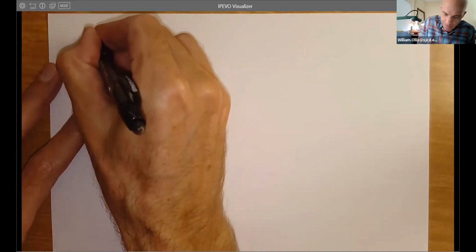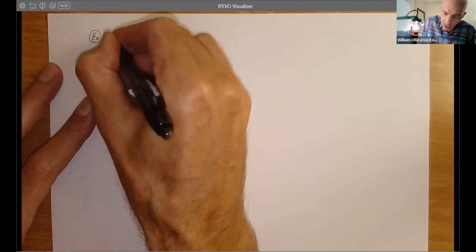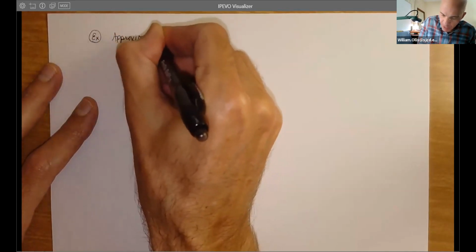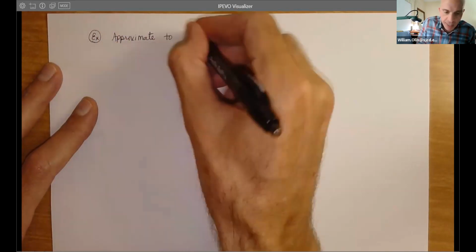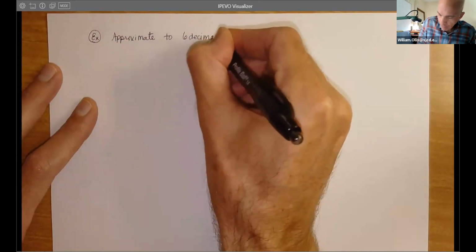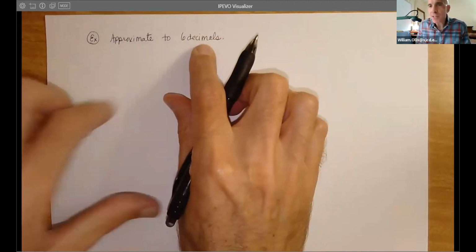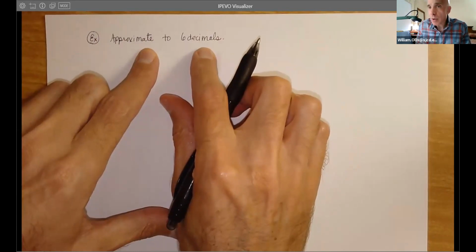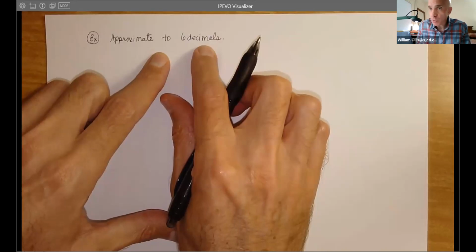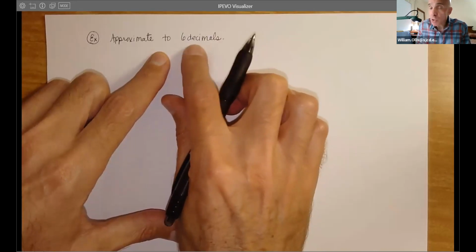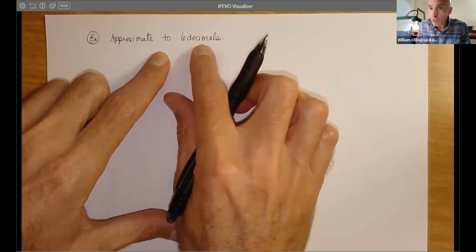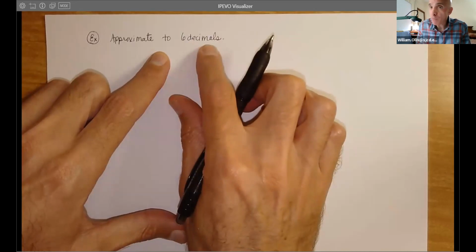This will be numeric. So we could say approximate. WebAssign may say approximate to 6 decimals. So if you saw that directive in WebAssign, you would know that you want an approximation of your exact answer. That is, it tells you the directions. So you just use your standard rounding for 6 decimals. Again, this is a direction for formatting.